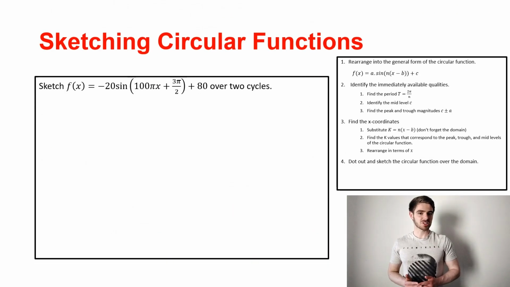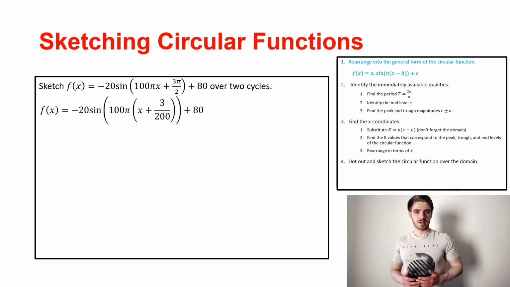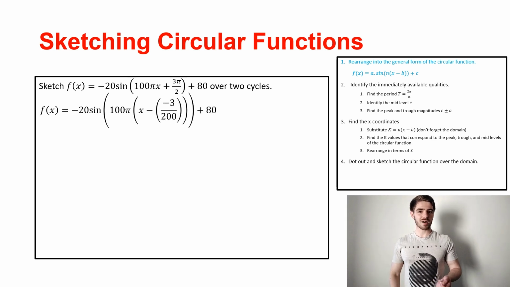Now we can look at something just a bit harder. First, we're going to rearrange into the general form. And we do this by taking out a common factor of 100 pi from the inside. And we're going to do this because in the general form, x has no coefficient. The n term must be on the outside. Next, we're just going to rewrite the horizontal translation to be a subtraction rather than an addition because that's what's said in the general form.